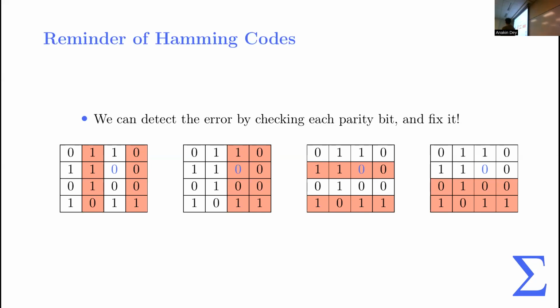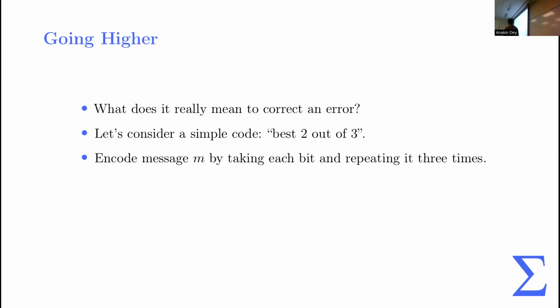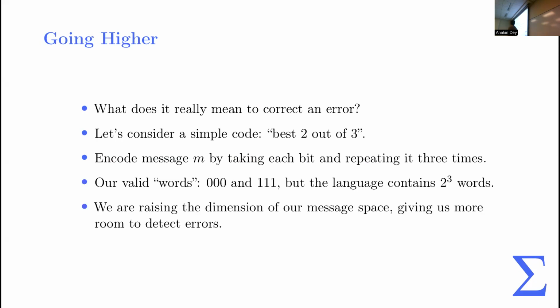Cool. So that's just a recap of what we did before. But before we go back to Hamming codes, we're going to talk about what it really means to correct an error. So we're going to deal with a simpler type of code, which is just the best 2 out of 3 code, where for a message M, we're going to take every single bit that we get and repeat it 3 times. So the valid words we have in this code space are just 3 zeros and 3 ones.